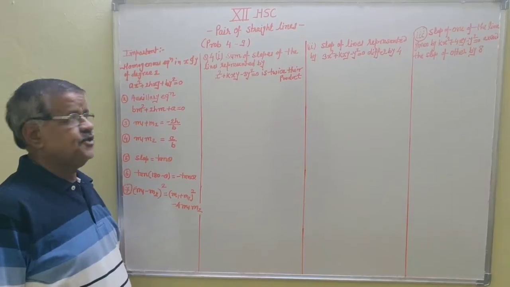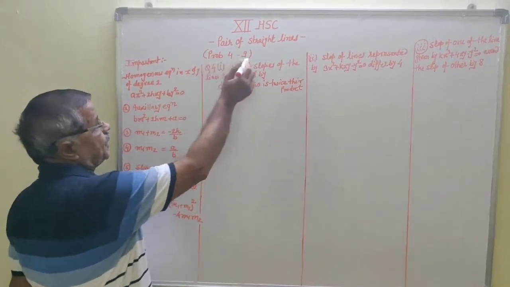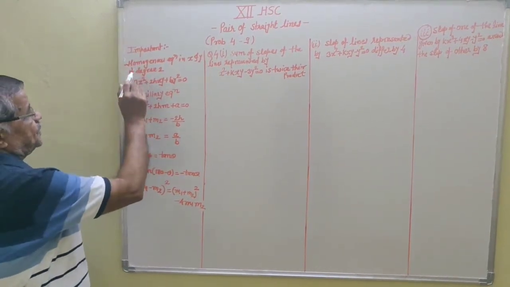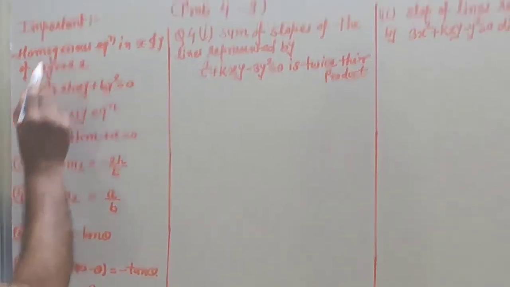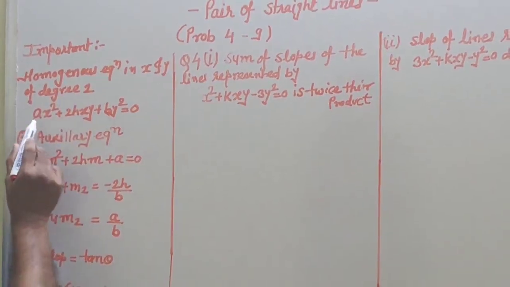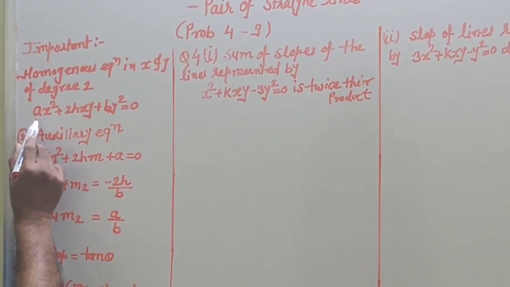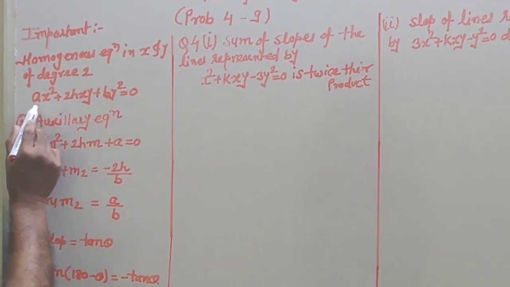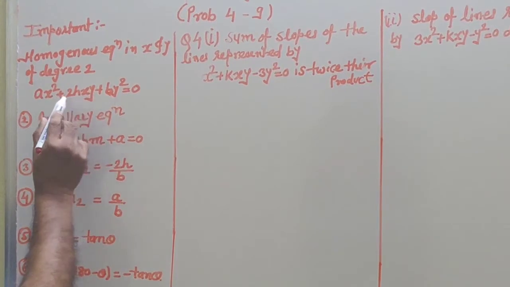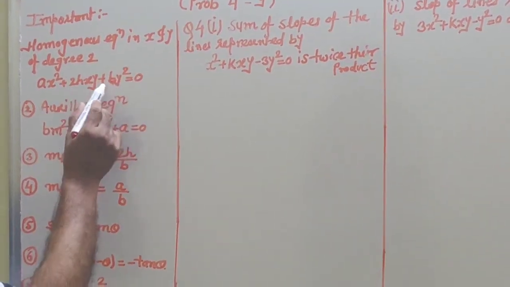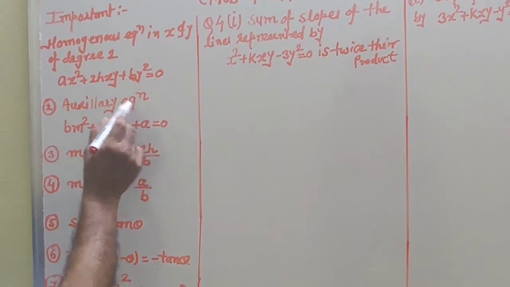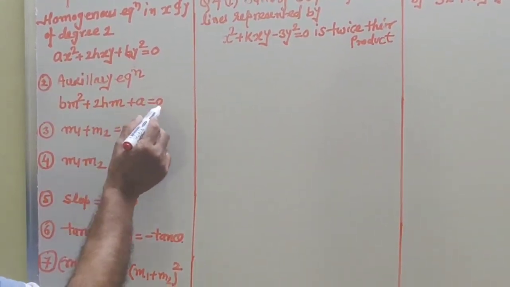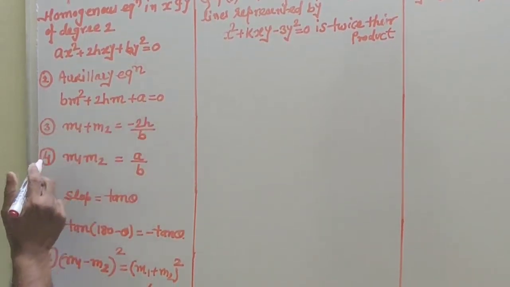Students, today we are starting with problem number 4 to 9, pair of straight lines, 12th standard. The important point here is that the homogeneous equation in x and y of degree 2 is ax square plus 2hxy plus by square. The coefficient of x square is a, the coefficient of xy is 2h, and the coefficient of y square is b. Now the auxiliary equation for this line is bm square plus 2hm plus a is equal to 0, where m is the slope of the line.